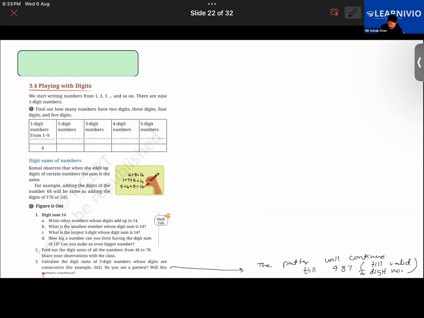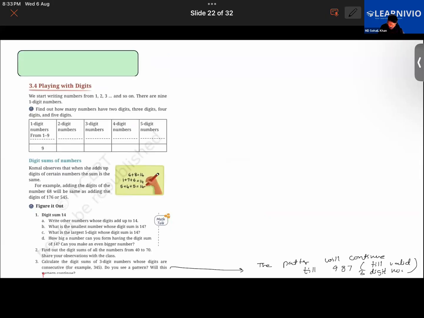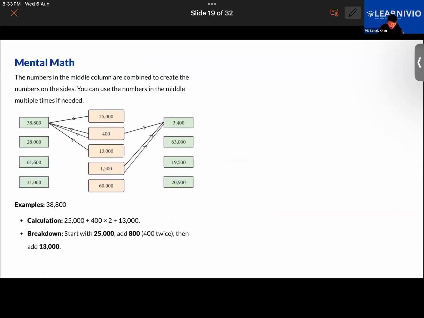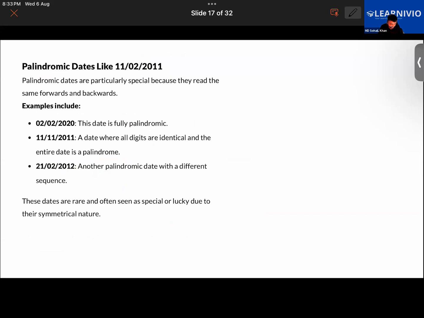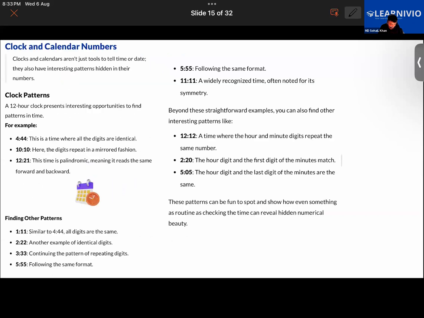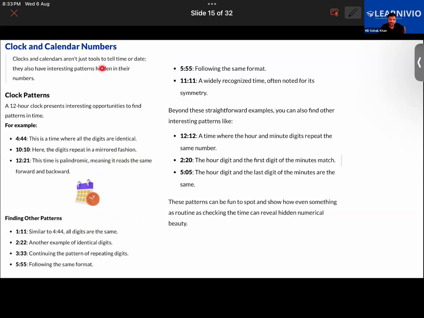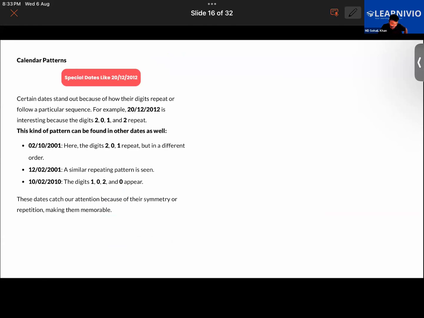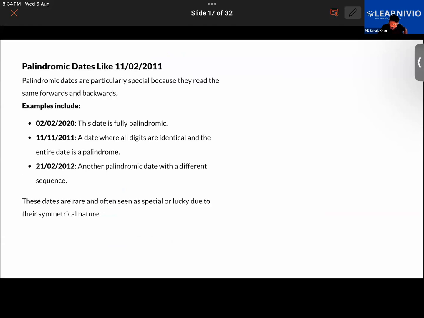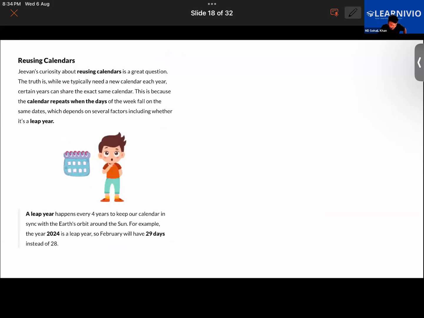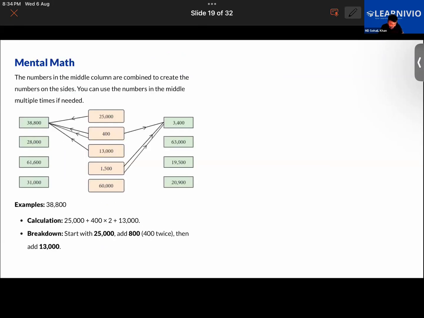Sir, is Khaja new in our batch? Yeah, from today onwards, he'll be in the batch. Okay. Khaja, let me just tell you, some of the things that I'm leaving now, you will be doing later on. Like these topics right now: the clock and calendar numbers, then the patterns in the calendars, palindromic dates, reusing the calendars. These topics we are leaving as of now for you. We'll be doing it later on.